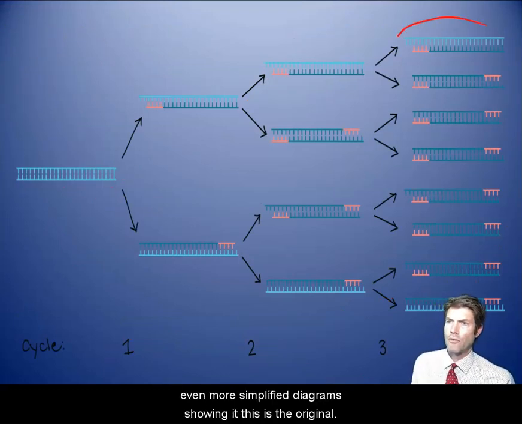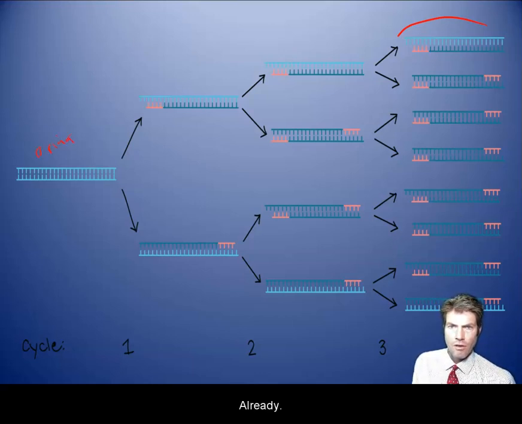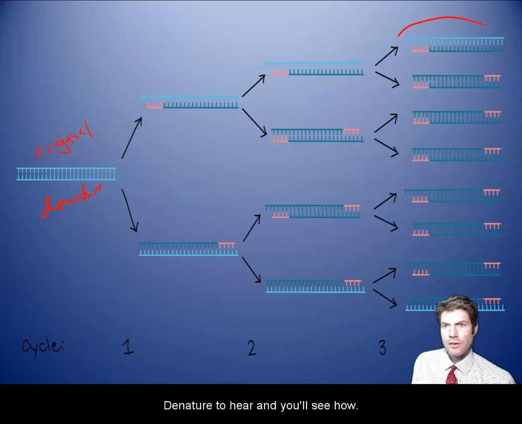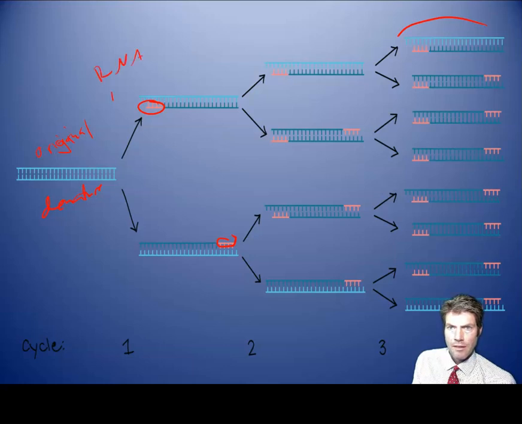And this is just an even more simplified diagram showing it. This is the original DNA, and this is after you denatured it here, and you'll see how the RNA primer is there. RNA primer is there, and that's the new strand.